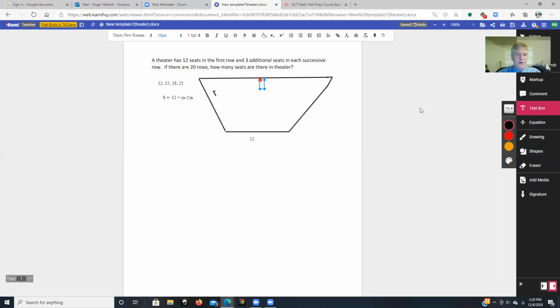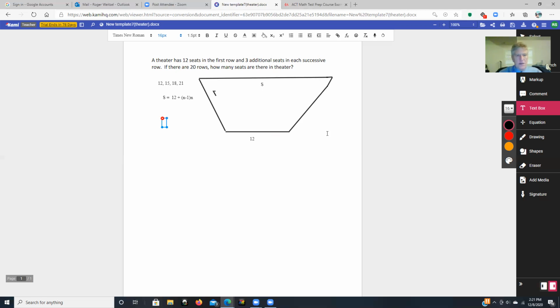So what we're trying to figure out is the number of seats in that row. What we want to do is to figure out the total here, and we're adding up all of these rows. What we want to do is to find the average between the first and the last row. If we can figure that out, then we will have the average, and we can multiply that by the total number of rows of 20. So let's try this little equation here.